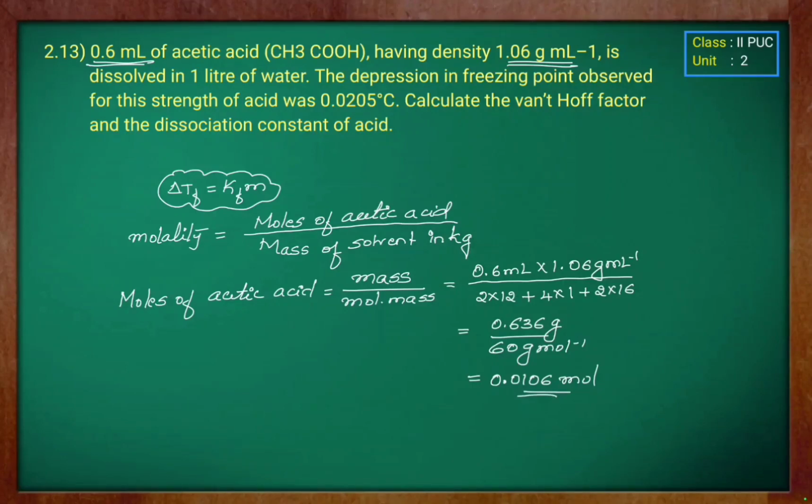Now let us substitute this into the formula for molality. Molality is equal to number of moles of acetic acid, that is 0.0106 mole, divided by mass of solvent in kg. So here they have given us, we have 1 liter of water. So volume of water is given, that is 1 liter. So since density of water is 1 gram per ml, mass of water is 1 kg.